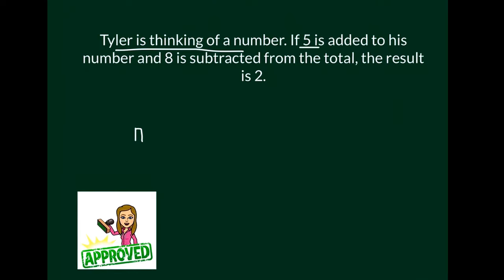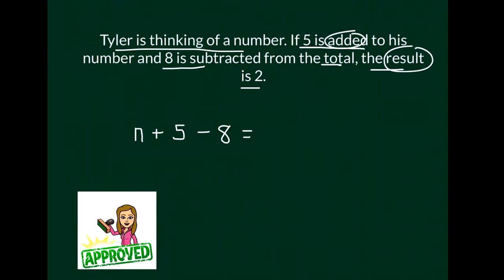Let's follow these steps step by step. If 5 is added to his number, keyword added, so n, his mysterious number, plus 5, and then 8 is subtracted from that total, so then n plus 5 is something we'll do first, minus 8. It then says the result is 2. Result, keyword for answer, so equals 2. Now, in order to solve for n, I'm going to have to go through a few steps. I'm going to use a strategy I like to call guess and check.